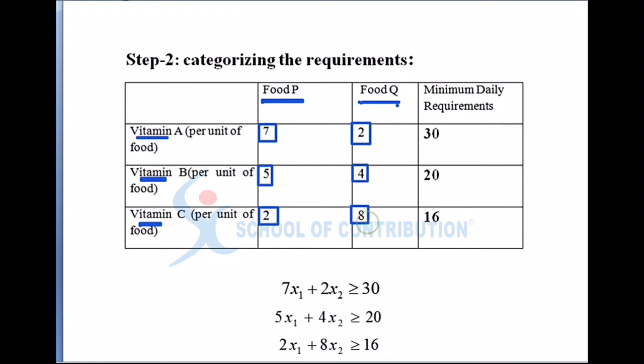Now if we notice, our housewife's minimum daily requirements are at least 30 units of vitamin A, 20 units of vitamin B, and 16 units of vitamin C.